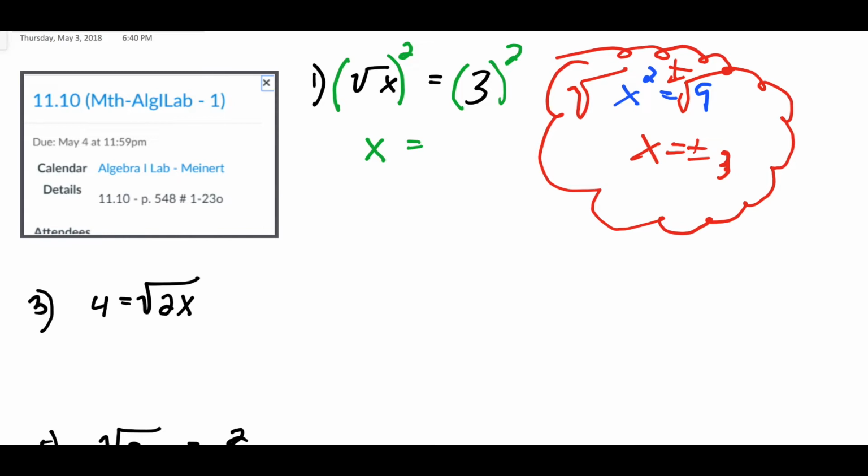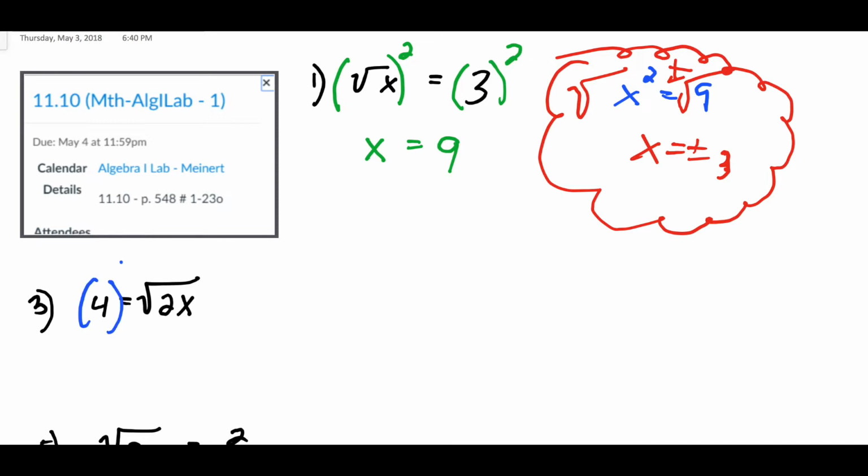If it's a what? Oh, we'll cross that bridge when we get to it. Okay, so x squared equals 9. Got it? All right. Next.